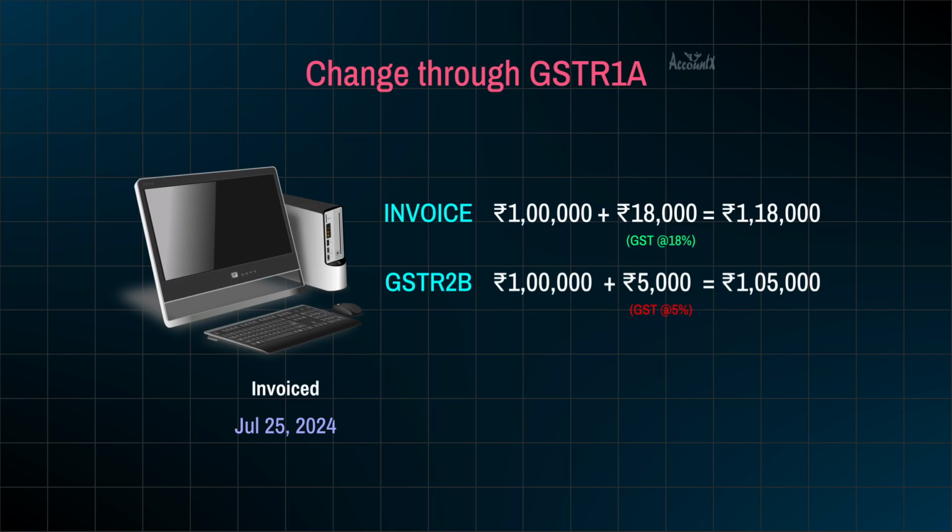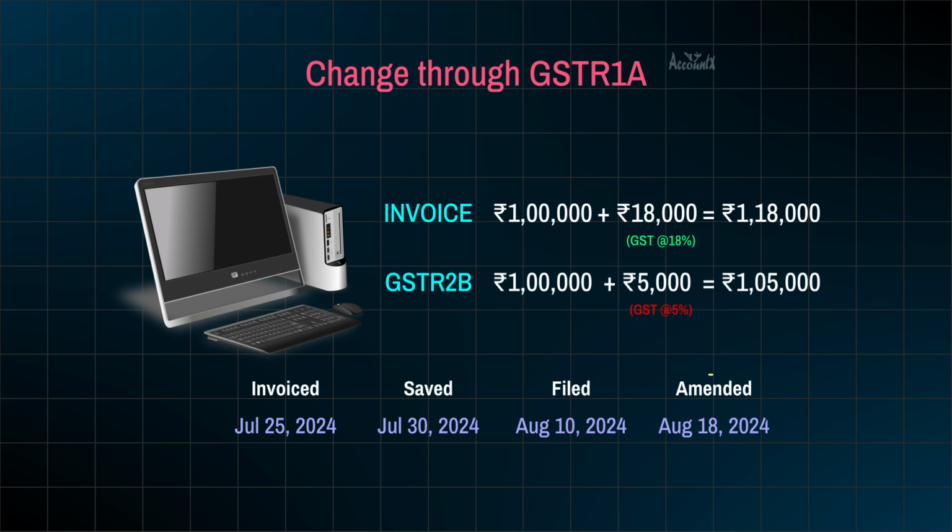That is, the supplier has saved this transaction on 30th July 2024 and the supplier has filed GSTR1 say on 10th August 2024. Later on, the supplier has amended this transaction through GSTR1A with the correct rate of GST, and let's say this amendment is done on 18th August 2024. This amended transaction would reflect in your IMS dashboard, but this transaction would appear in your GSTR2B only on 14th September 2024. So availing ITC would be deferred to that extent.